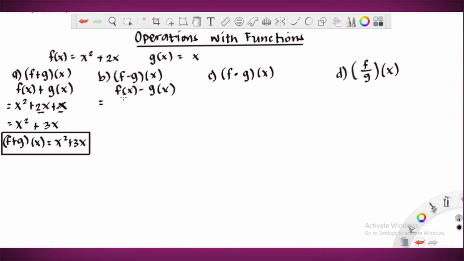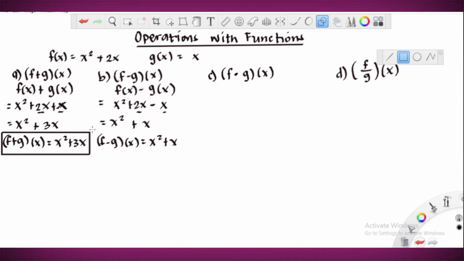So the value of f of x is x squared plus 2x. And then minus what is g of x? That is equivalent to x. So combine like terms din po tayo katulad ng ginawa natin sa A. So we will copy x squared, and then 2x minus x, just subtract. That is equal to positive x. Therefore, f minus g of x is equal to x squared plus x. Ayan, napakadali lang po. So let us box our answers.